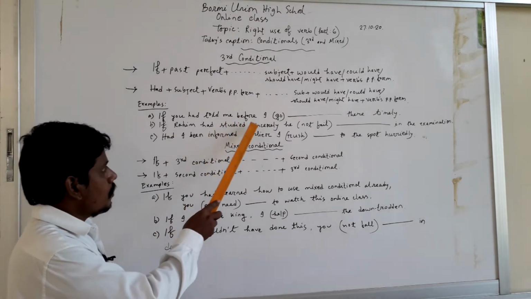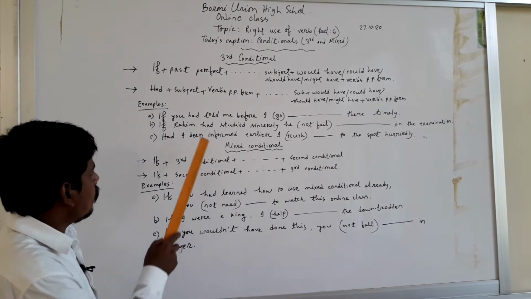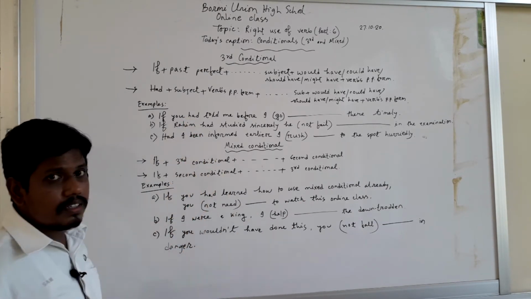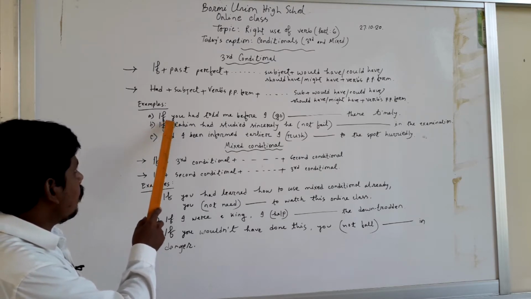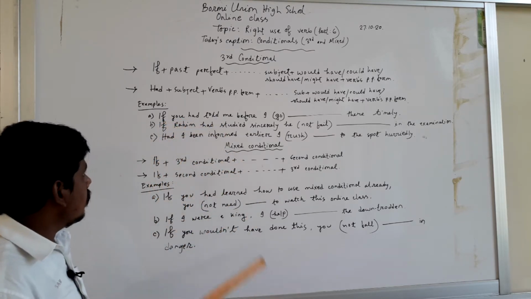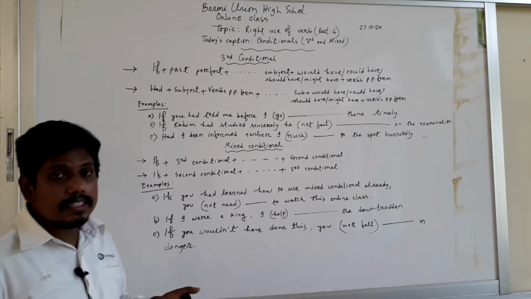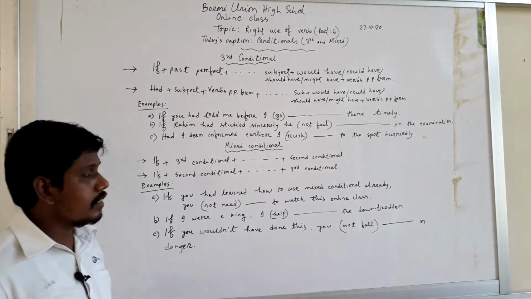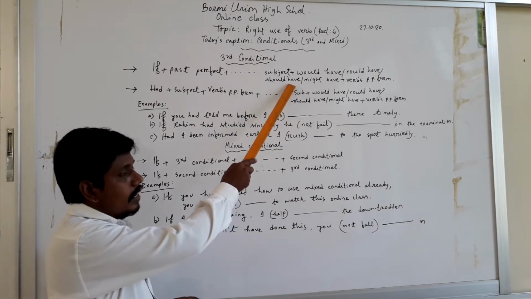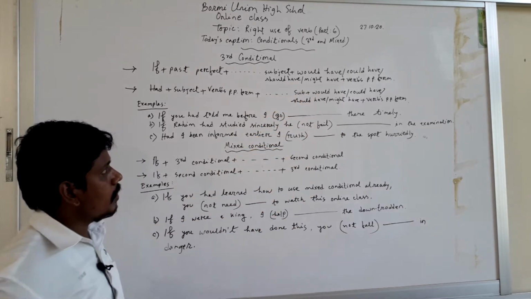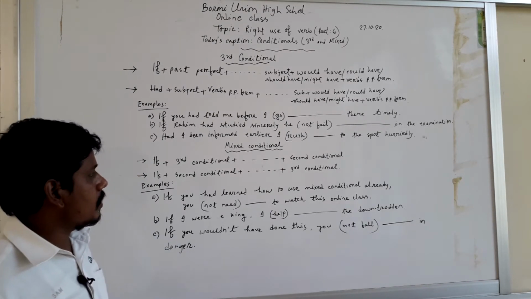If you had told me before, I go there timely. What type of condition it is? It is undoubtedly third condition. Why? Because you find if plus past perfect tense. And what is the structure of past perfect tense? The structure of past perfect tense is subject plus had plus be3. So you have to maintain the structure of this, and you have to write subject plus would have or should have or might have plus verbs past participle form.